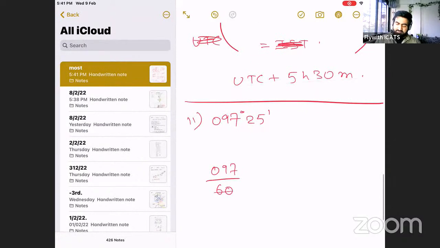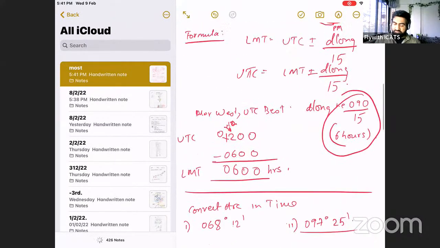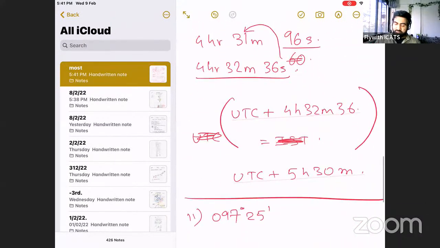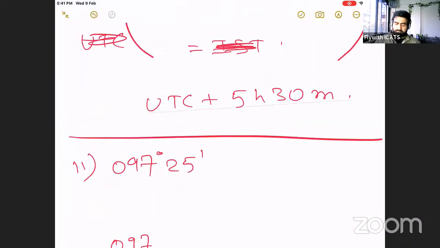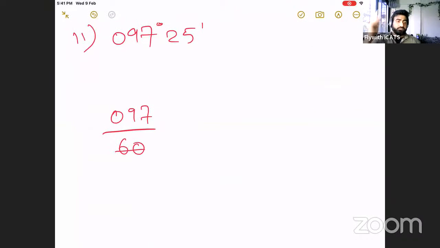Is it 60 or is it 15? Students, do it with me. Come on, quickly. Am I doing it right? Yes, no? Divided by 15. Why is only Subhajit answering, students?